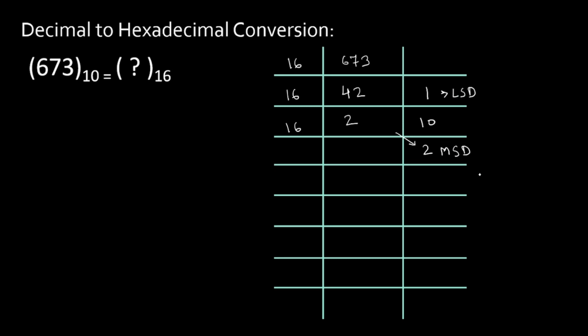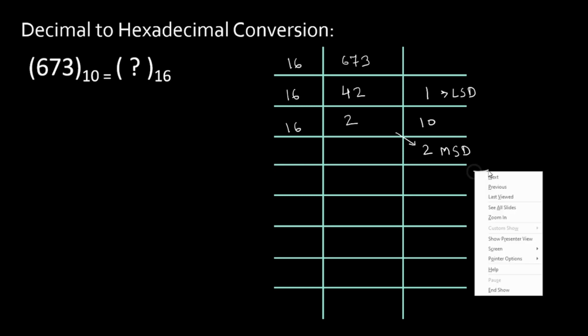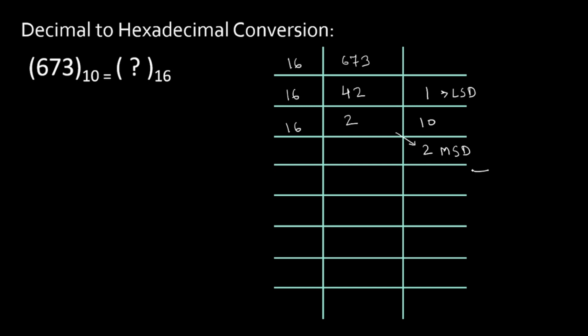To convert decimal number into hexadecimal number, we have to move from bottom to top. So to get the hexadecimal equivalent of the given decimal number, we have to move from bottom to top. But as you can see, there is a 10 and 10 is identified by A. So this would be 2A1. So the hexadecimal equivalent of the given decimal number is 2A1.